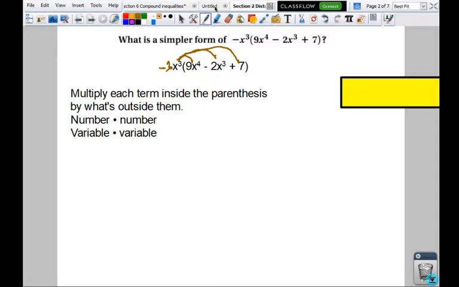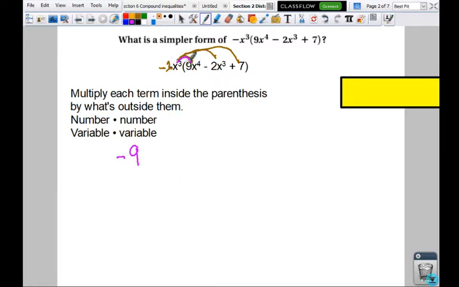Don't be a jock. Alright, so I'm going to go through and distribute my first two things here. I'm going to do negative 1x to the 3 times 9x to the 4. I'm going to do my number times my number. Negative 1 times 9 is negative 9.